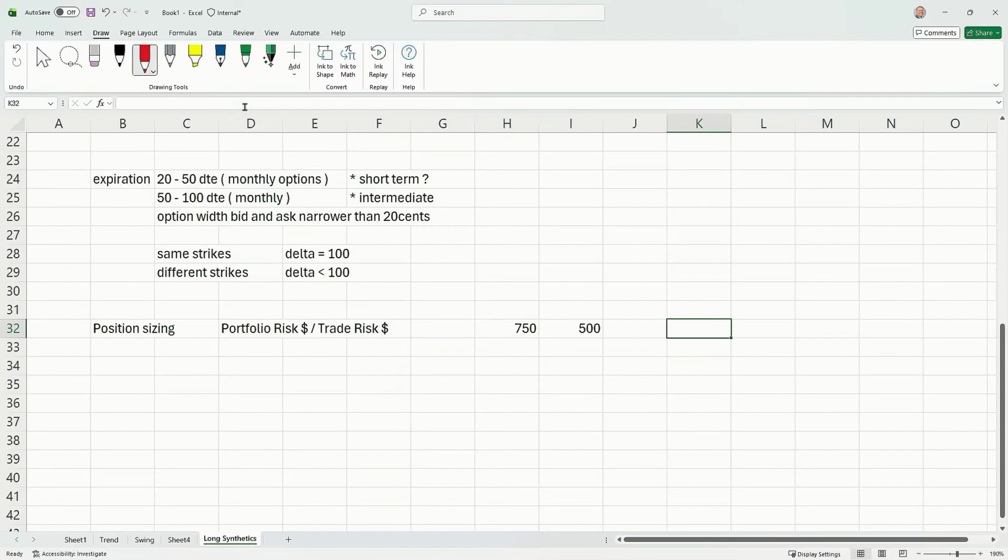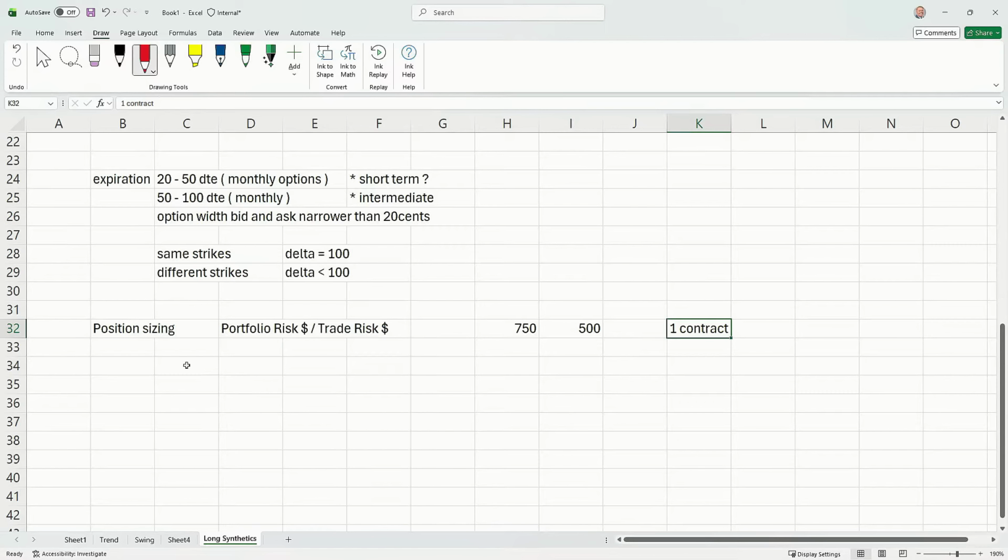Well, this would actually tell us the number. It would tell us that we could do one contract. Are you with me there? So 750 was the portfolio risk. 500 was the trade risk. The position size, or number of contracts, would be, in this case, one contract.